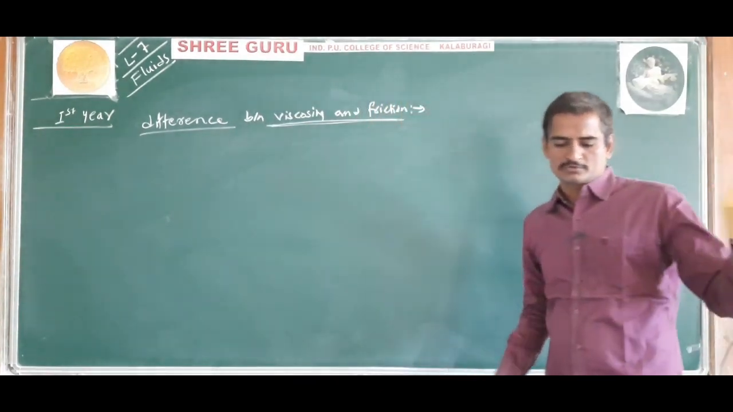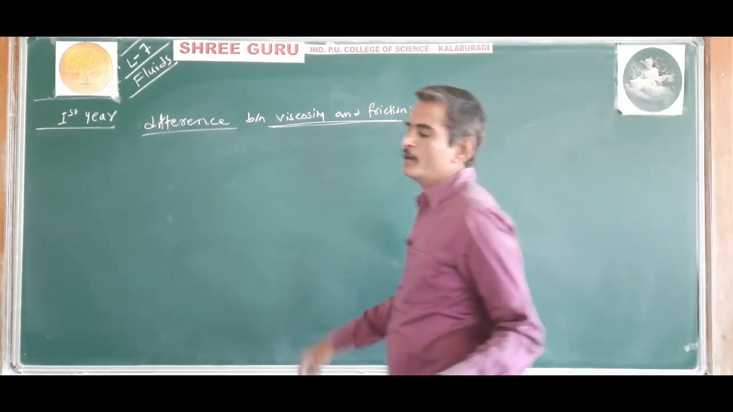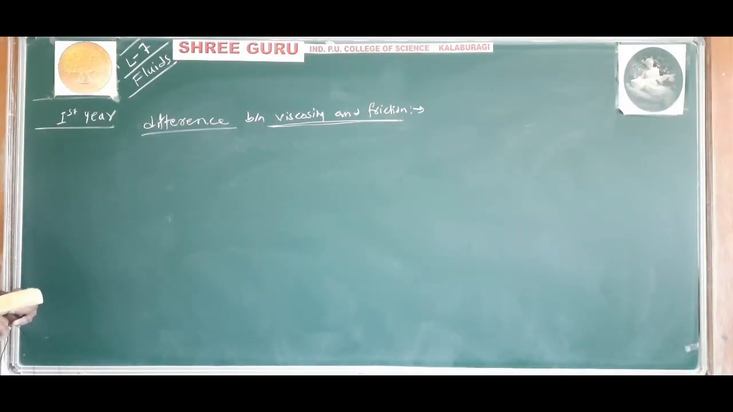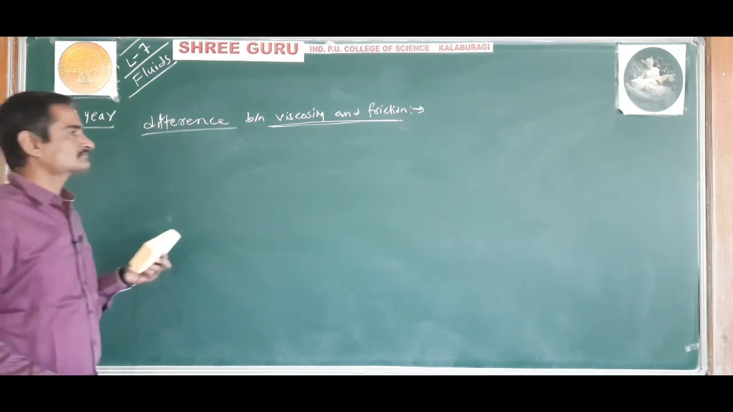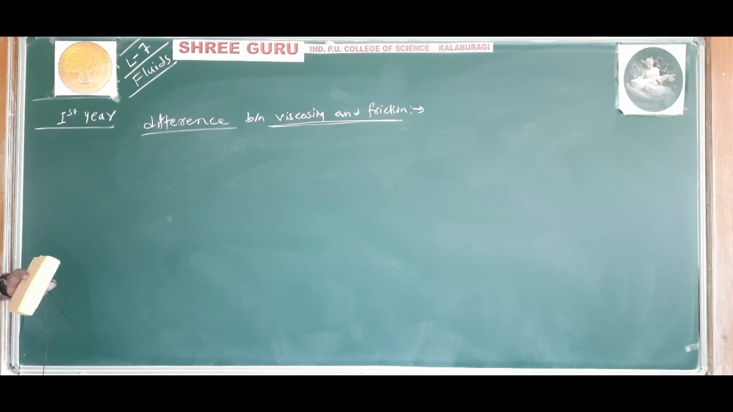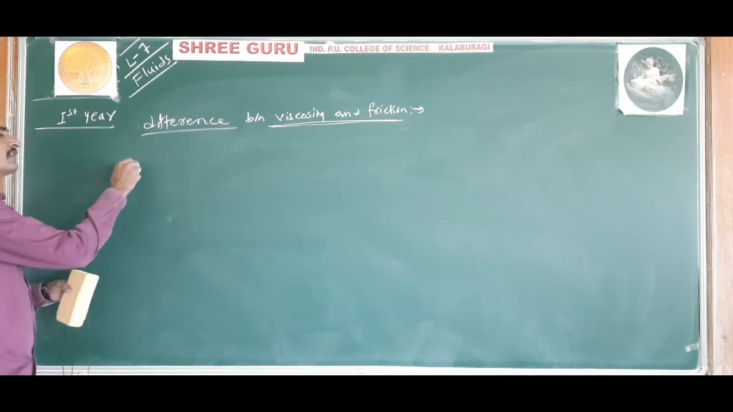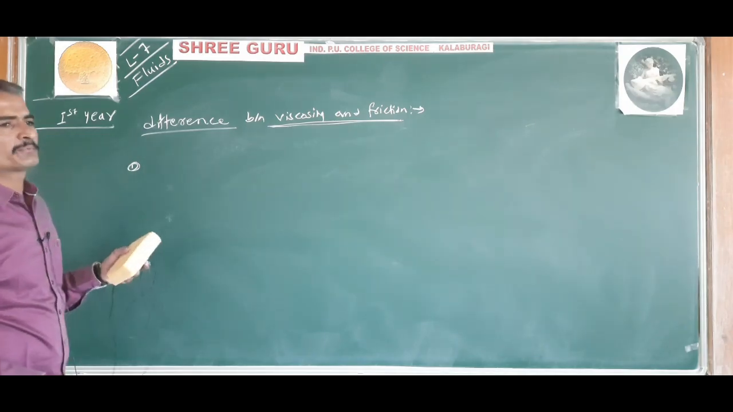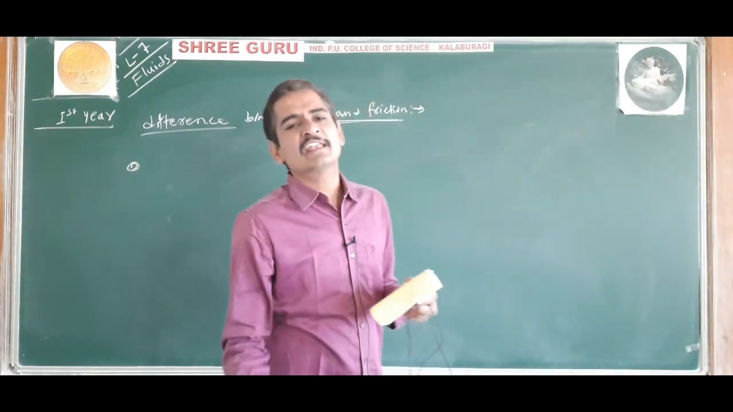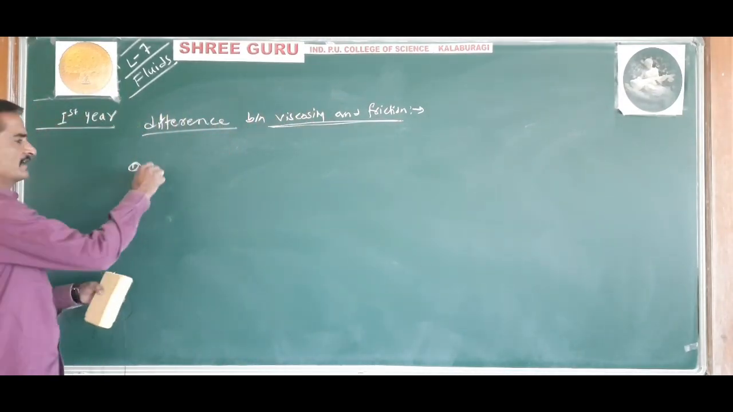So once you study friction, then see this video again about viscosity and friction, the comparison between viscosity and friction, if you want. Okay. So now, the difference between viscosity and friction. See here, the viscous force between the two layers is directly proportional to the area of the layers, or viscosity depends upon the area of the layers.